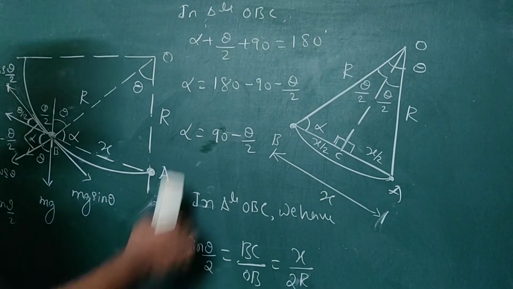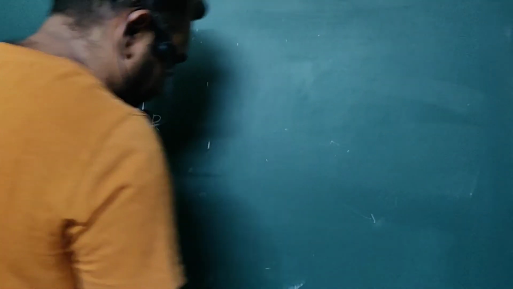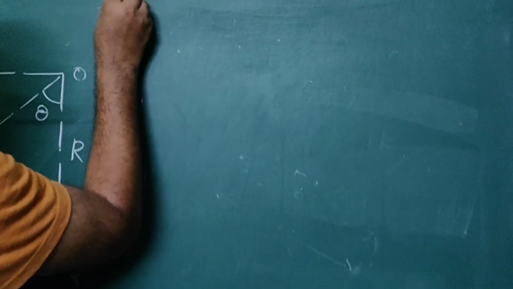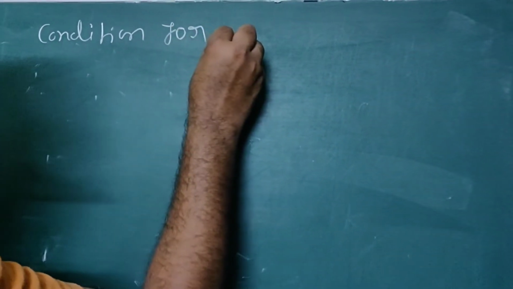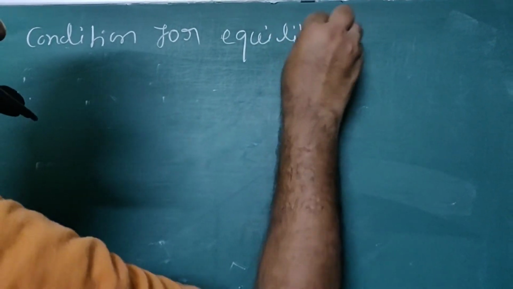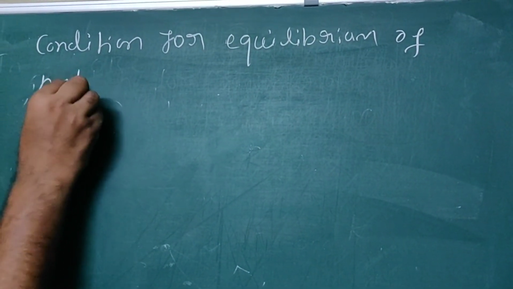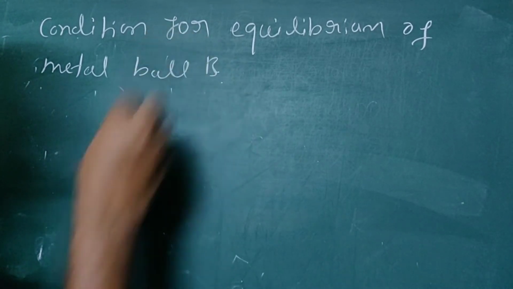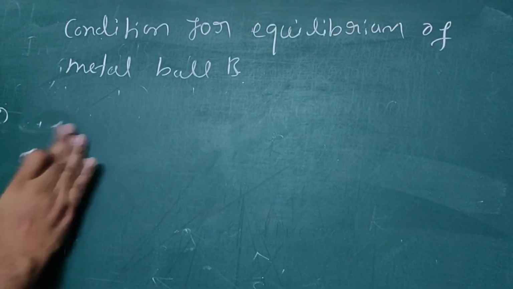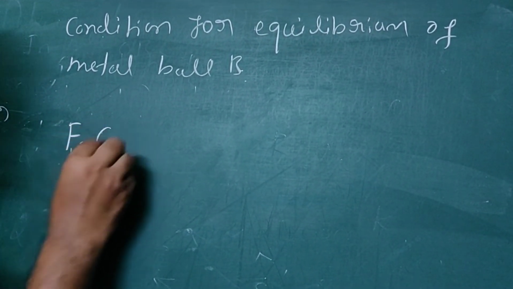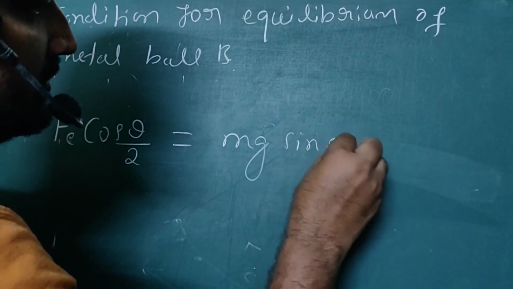Now I'll rub this part. Condition for equilibrium of the metal ball B, that is Fe cos theta by 2 should be equal to mg sin theta.